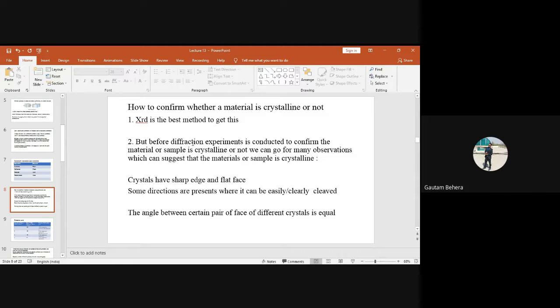But before a diffraction experiment is conducted to confirm whether the sample is crystalline or not, we can go for many observations also. Without doing XRD, you can also say whether this is crystalline or not. Just check if the crystal has sharp edges and flat faces, right? If you look at any quartz from nature, you'll see we have sharp or flat faces, and the edges are sharper basically. So you can call it a quartz crystal.